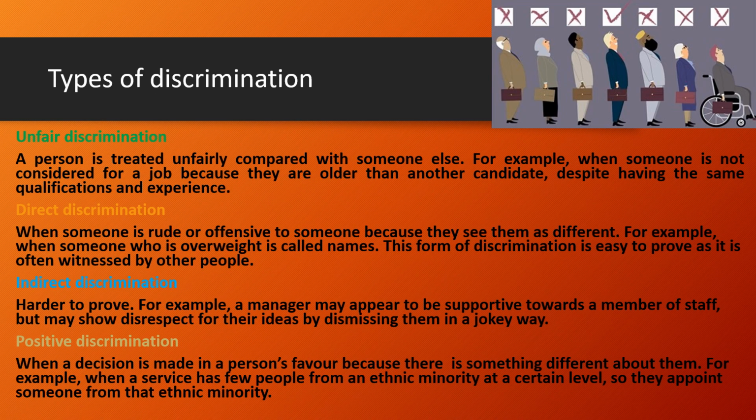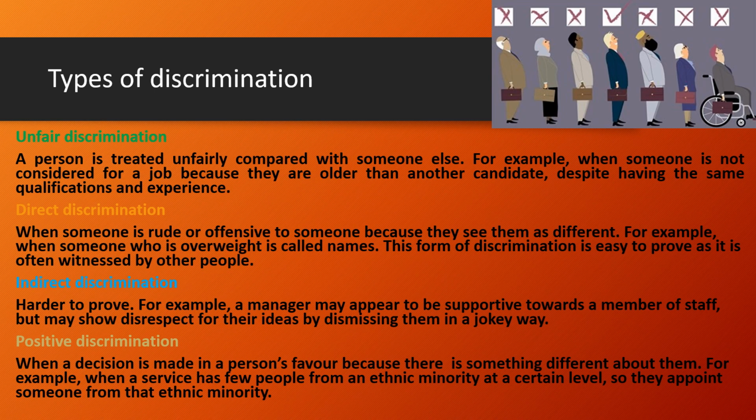Direct discrimination is when someone is rude or offensive to someone because they are different, because of a protected characteristic. So this could be, as the example says, when someone who is overweight is called names. It's a form of discrimination. It's often easier to prove because there may be witnesses to it, whereas unfair discrimination could be harder because the argument could be that someone's better skilled or better qualified for a job.